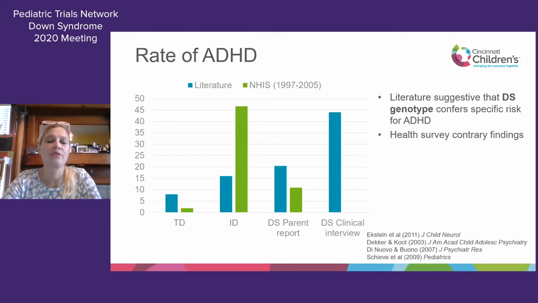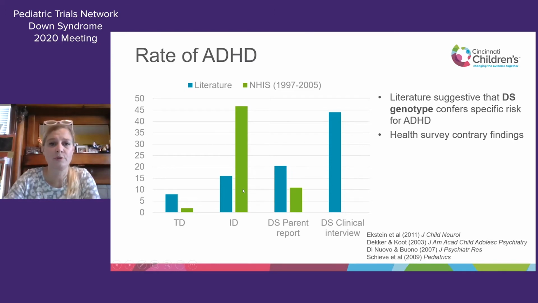Now, if we're looking at the rates of ADHD, just at the literature, so these blue bars, what the literature is suggesting is that the rate of ADHD in kids who are typically developing is about 8%. It's higher in kids with intellectual disability. It's higher in parent reports of kids with Down syndrome. And it's even higher if we look at clinical interviews with the parents of kids with Down syndrome.